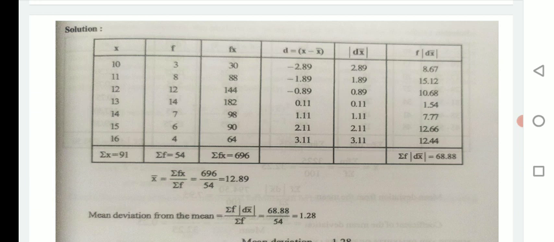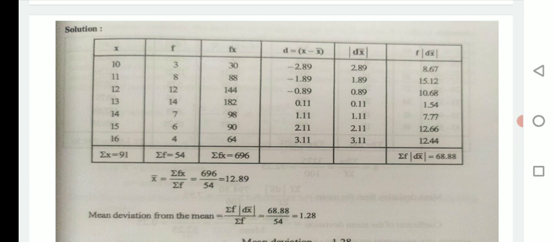Then in the third column you have to calculate fx, means you have to multiply values of x and values of f. For example 30: it came from multiplication of 10 into 3. Similarly 11 into 8 is 88, then 12 into 12 is 144, 13 into 14 is 182. So you have to calculate fx. Fx means multiplication of frequency and individual observation. Then you have to sum up fx and it is 696.